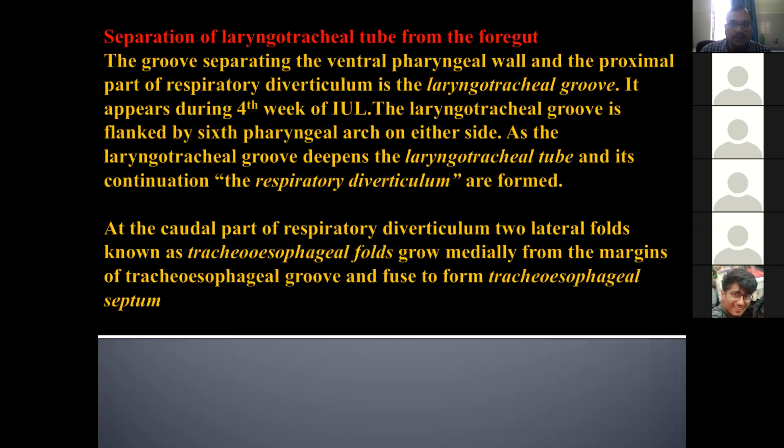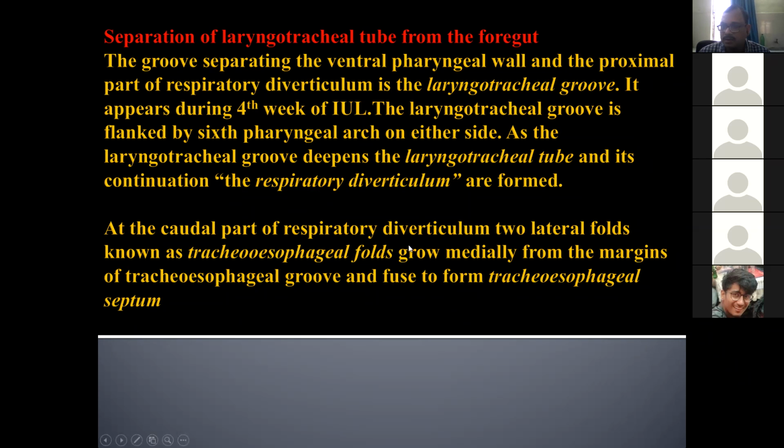As the laryngotracheal groove deepens, the laryngotracheal tube and its continuation, the respiratory diverticulum, are formed. So in this paragraph, you just know that laryngotracheal groove is the part which is separating the laryngotracheal tube from the foregut. This laryngotracheal groove is formed in the 6th pharyngeal arc, and it starts developing in the 4th week of intrauterine life. As this groove gets more and more deepened, the laryngotracheal tube starts separating from the foregut.